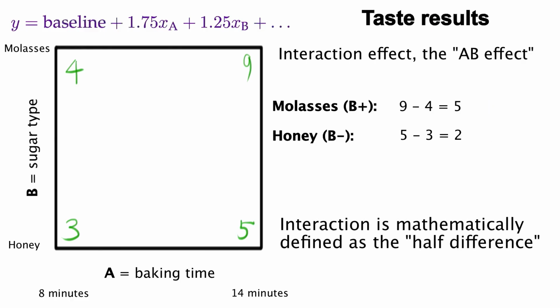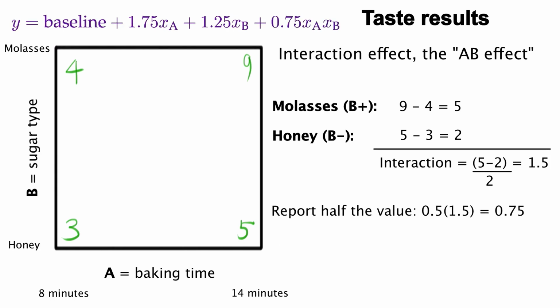Interaction is mathematically defined as half the difference when factor B is high and subtract from it when factor B is low. Let's show that mathematically. That is 5 minus 2, and then divide that by 2. In other words, 1.5. And by convention again, we report only half of that value, 0.75.